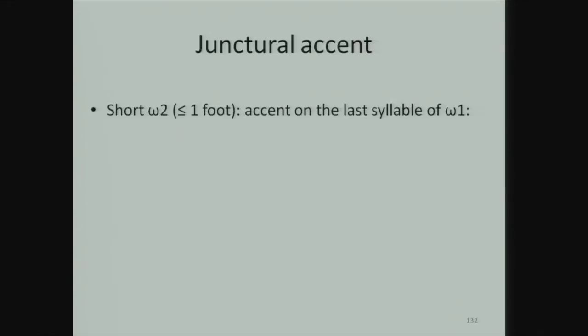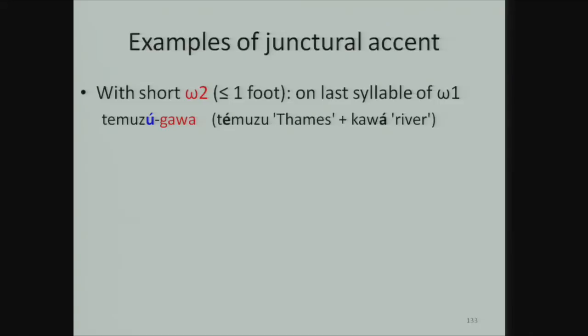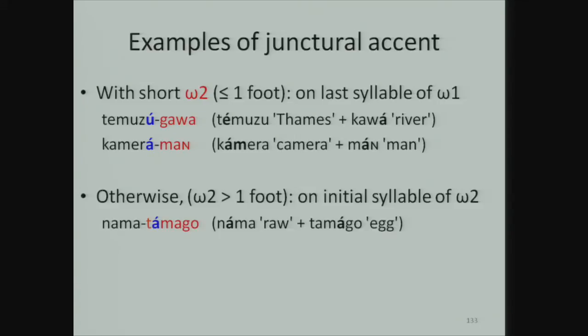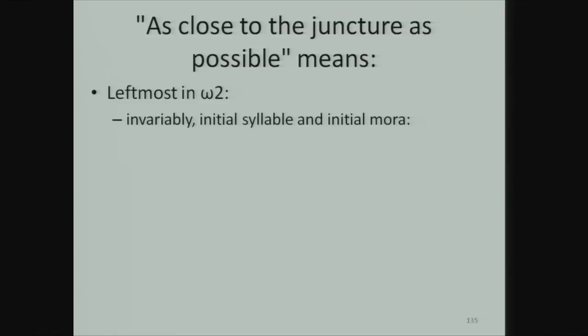Okay. Short word 2s, so when the word 2 is only a foot, the accent goes on the last syllable of word 1. If word 2 is larger than 1 foot, then the accent goes on the initial syllable of word 2. And yes, here are some examples. Word 2 is 1 foot, therefore it goes Temuzugawa, Kameraman, and so on. Otherwise, on the initial syllable: Namatamago, Denki kamisori, and so forth. Okay? So as close to the juncture as possible seems to mean leftmost in word 2.